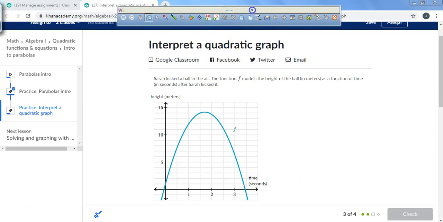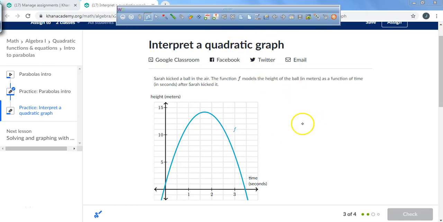Alright, good morning everybody. Today we're going to be working on how to interpret a quadratic graph.